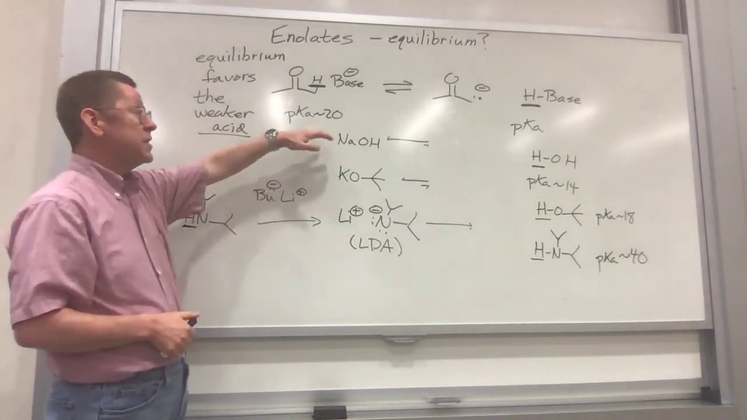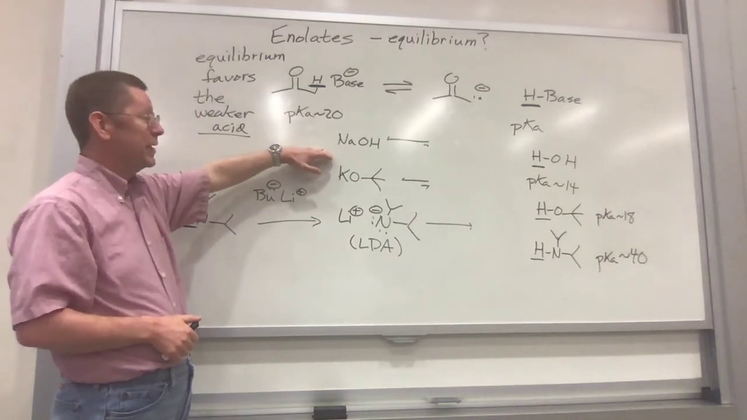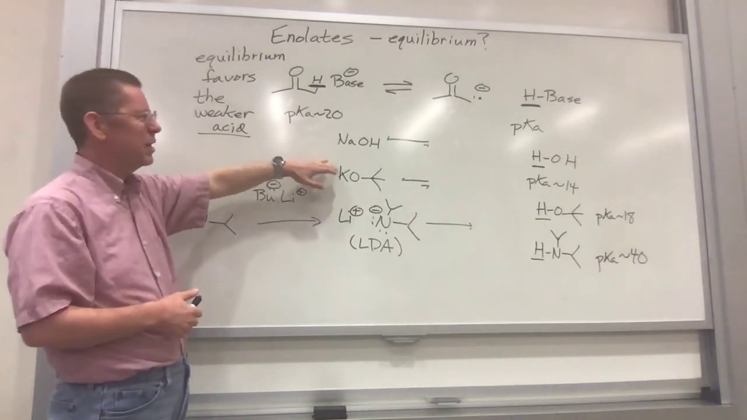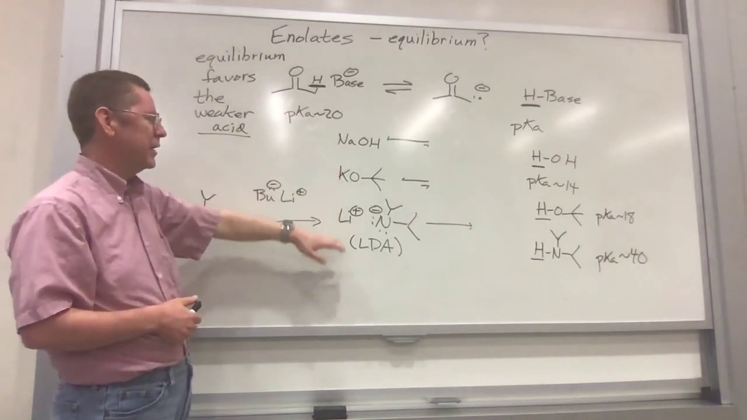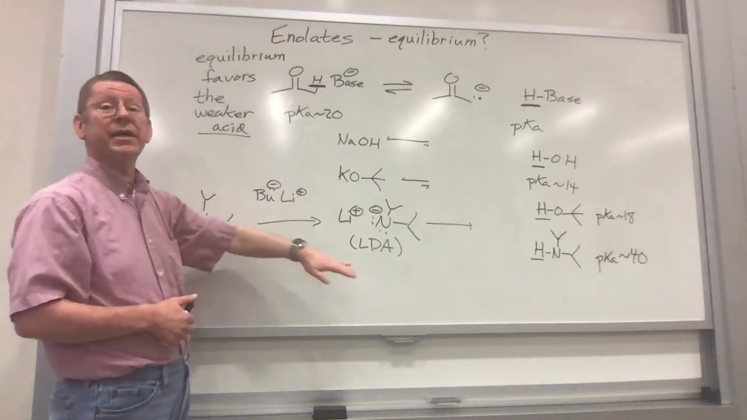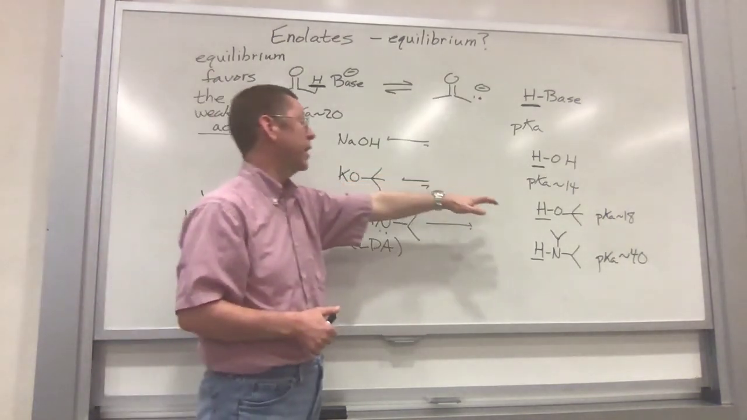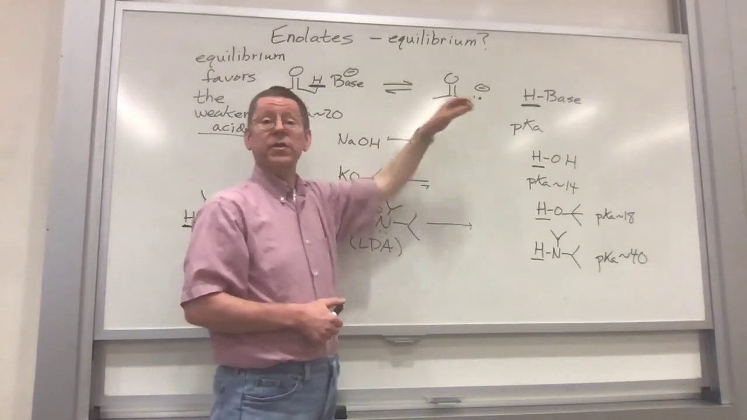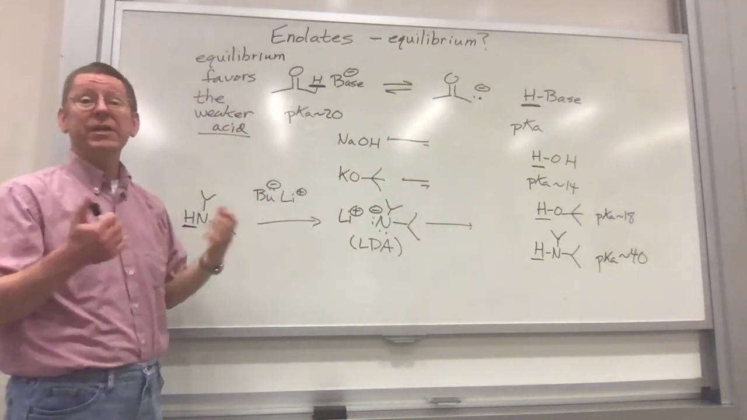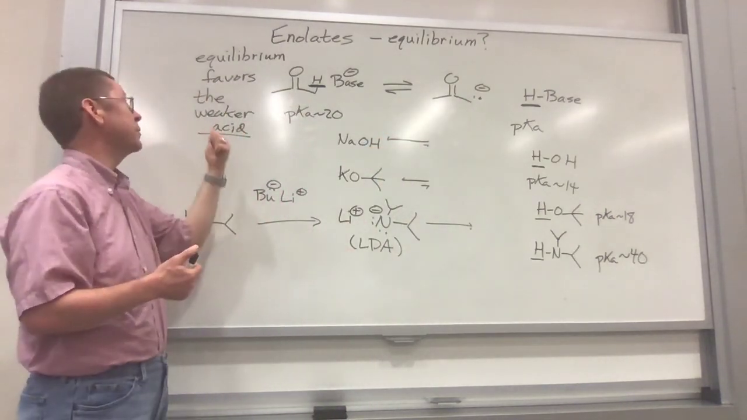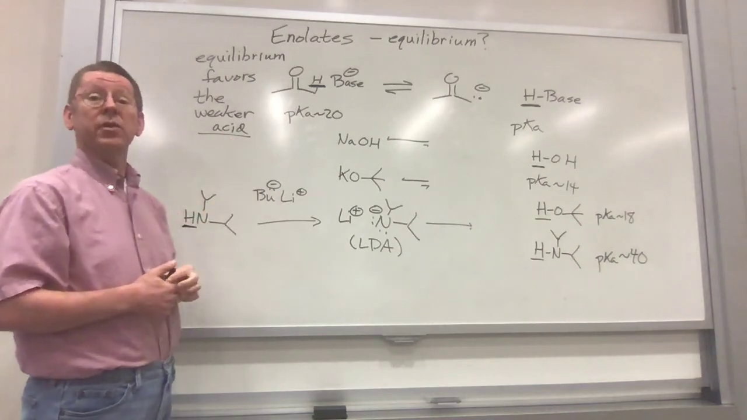So, enolates, we can have conditions that give us not much, maybe a little bit, or ones that essentially completely convert our carbonyl form over to the enolate side. It's all about acid-base chemistry favoring the weaker acid.